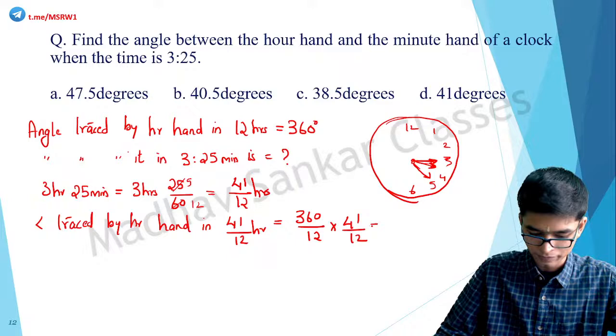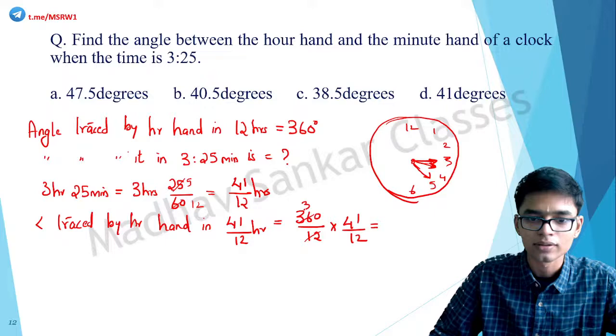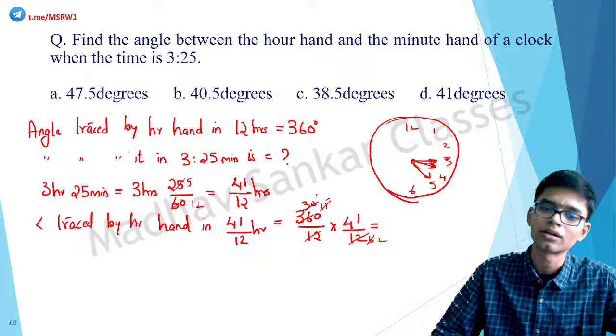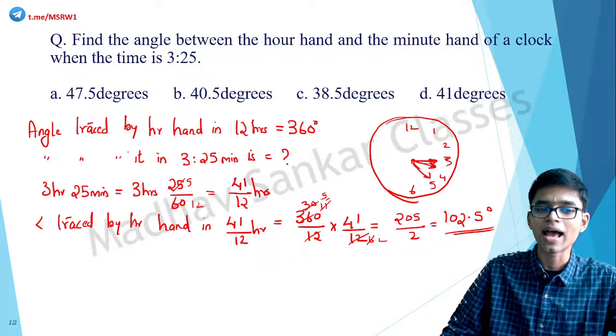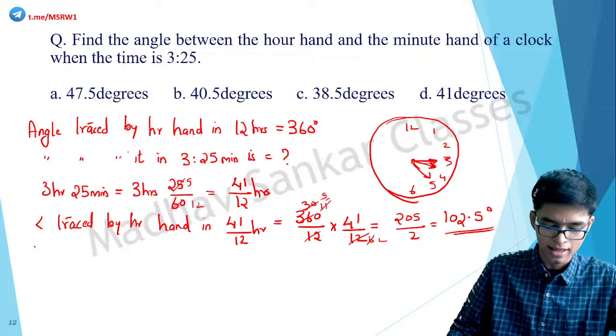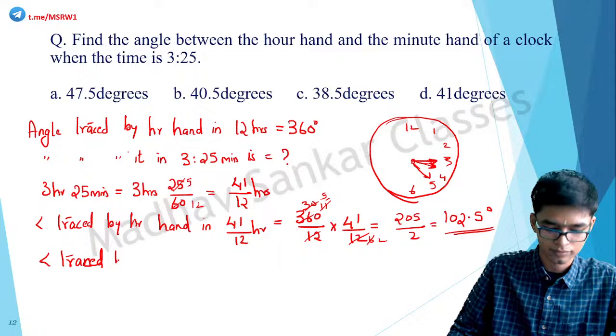actually let's do it, okay. 360, then this together 15, 6, 2, 15 goes for how much? 5. So 5 into 41 is 205 by 2, which is equal to 102.5 degrees. Okay, so this is the angle traced by the hour hand. Now, what about the minute hand? Angle traced by the minute hand in 60 minutes.